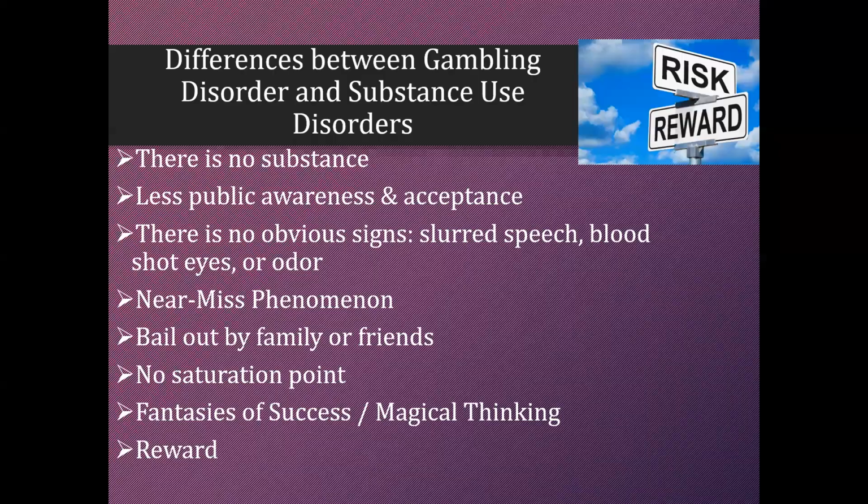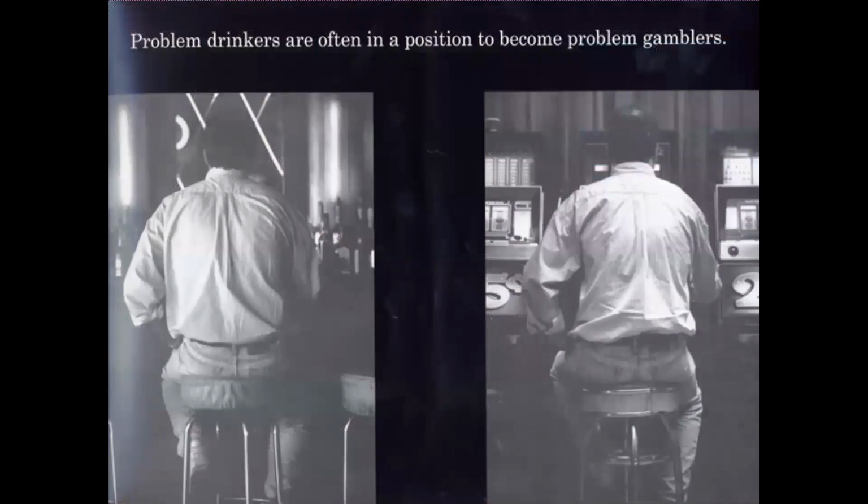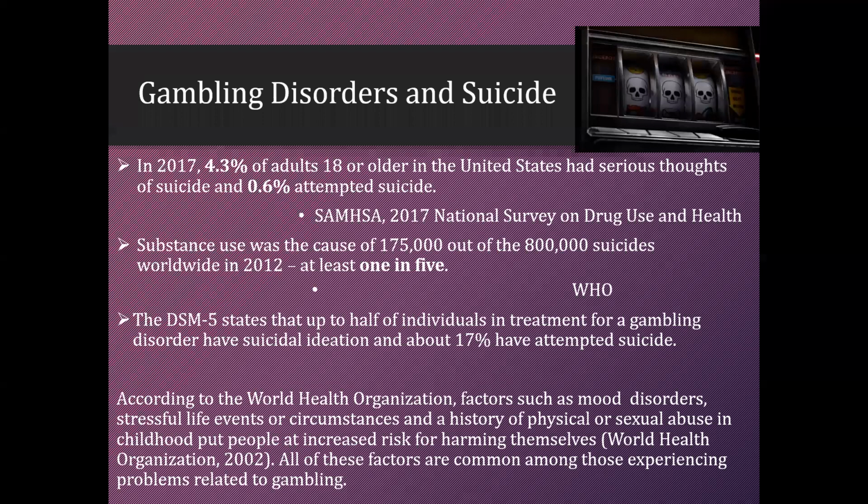Here's just a nice little image. I love this. The drinkers on the left and the gamblers on the right. Problem drinkers are often in the position to become problem gamblers. Gambling disorder and suicide. Here's some stats for you about suicide in general. And on the third bullet point, you can see that the DSM-5 said that half of those in treatment for gambling disorder have thought about suicide, and 17% have attempted it.